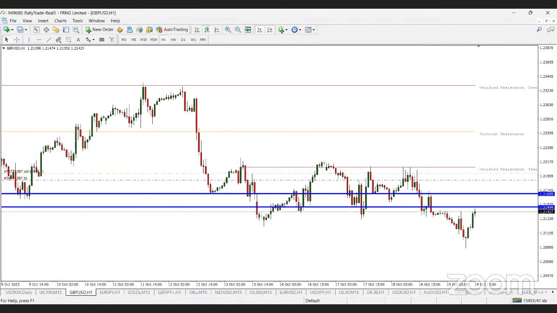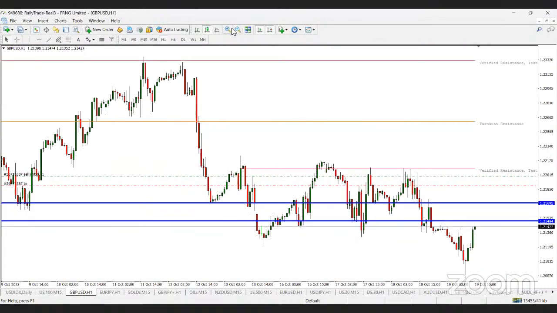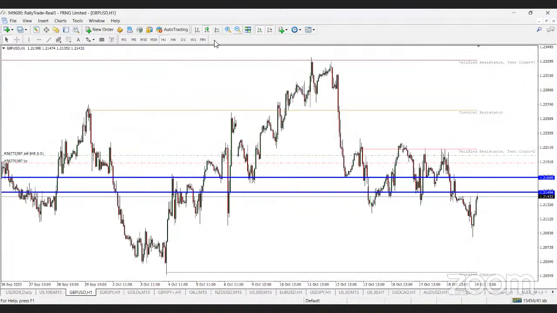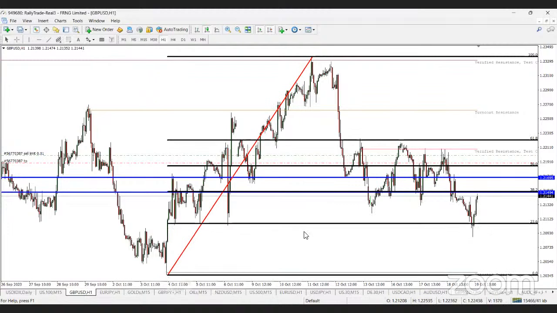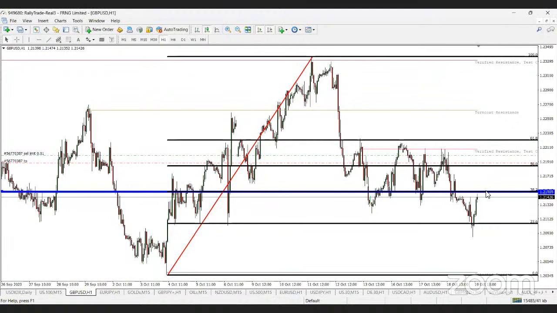Let's also try with our Fibonacci and see where the retracement period is. This is on a downtrend, so I'm going to draw my Fibonacci from the high to the low. So GBP USD happens to be around the 38.2 region here. So this is my advice for GBP USD: look out for a sell around here.